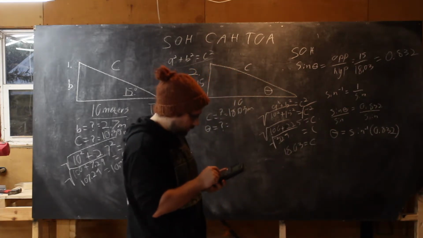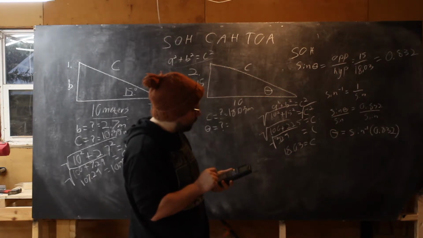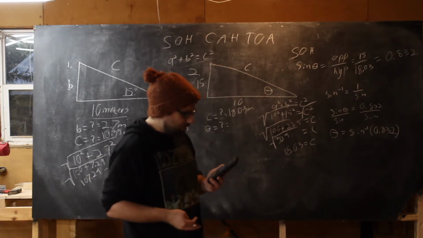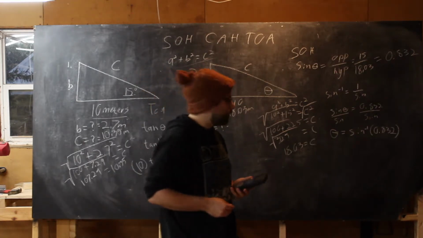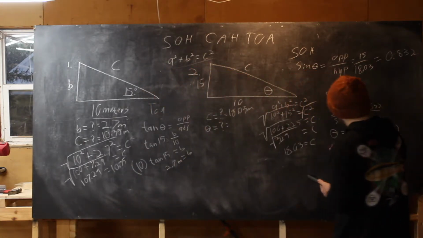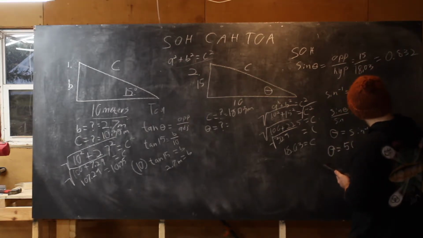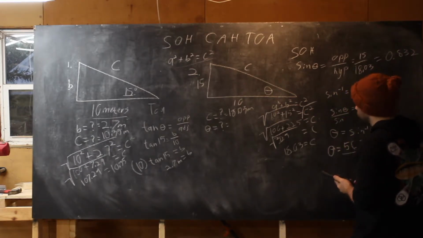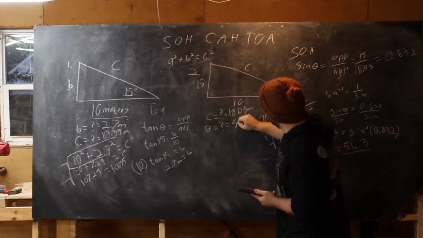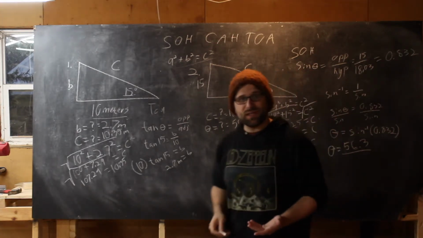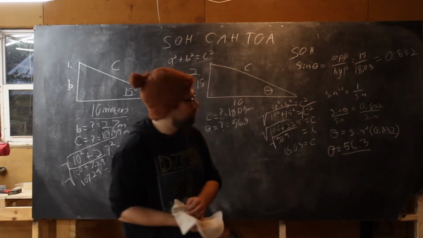So, punch sine negative 1 of 0.832 into my calculator. That will give me 56.3. So theta should be equal to 56.3. Put that in right here. Okay, let's go ahead and take a look at the next two.